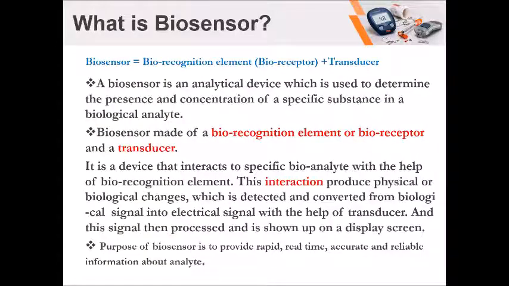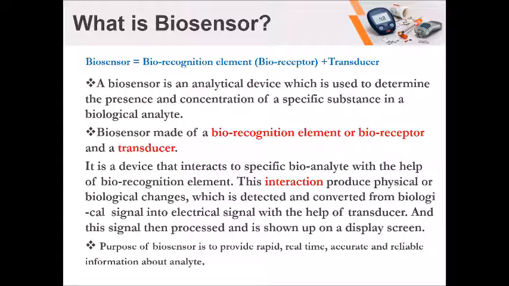Before going further, I would like to introduce biosensor first. So biosensor is an analytical device which is used to determine the presence and concentration of a specific substance in a biological analyte, and biosensor is made of a biorecognition element, which is also known as bioreceptor, and a transducer.